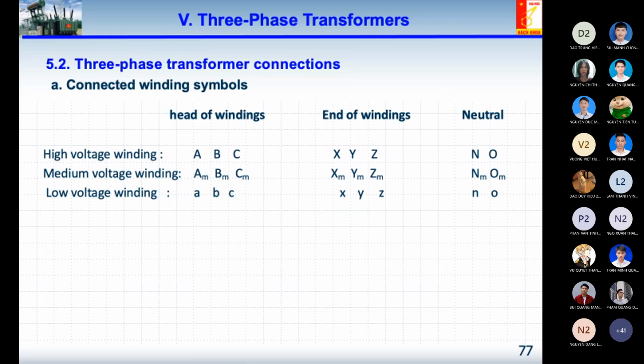You can see here normally for the high voltage winding, the start of the windings is A and B and C. And for the high voltage winding, how about the end of the windings?